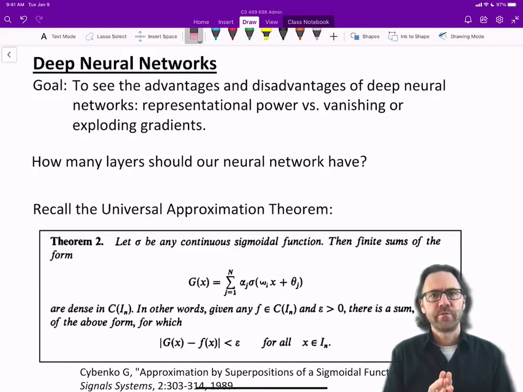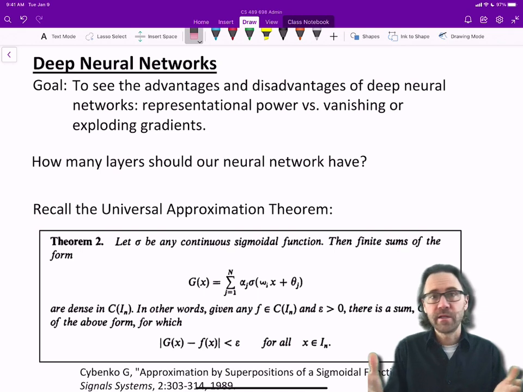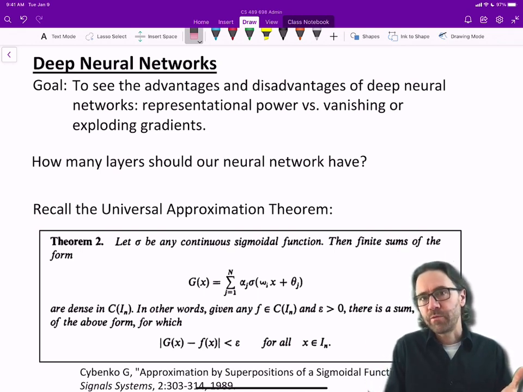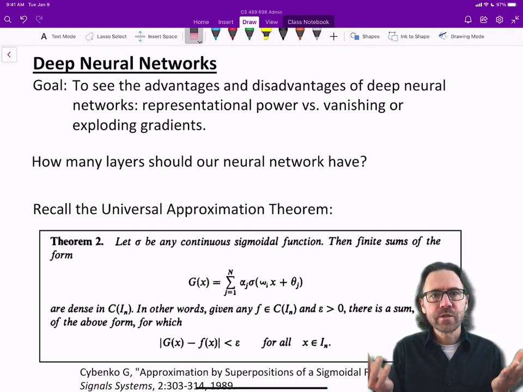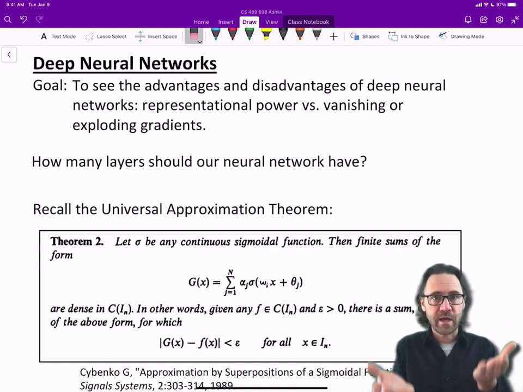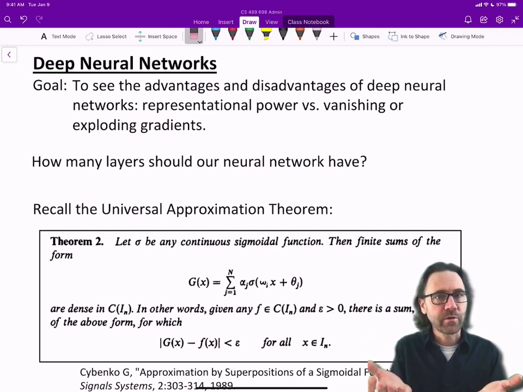Today I'm going to talk about deep neural networks. We've looked at neural networks with an input layer, a hidden layer, and an output layer. And now we're going to ask the question, what about adding more hidden layers? What are the pros and cons? So the goal is to see the advantages and disadvantages of deep neural networks. And it's basically weighing representational power versus vanishing or exploding gradients.